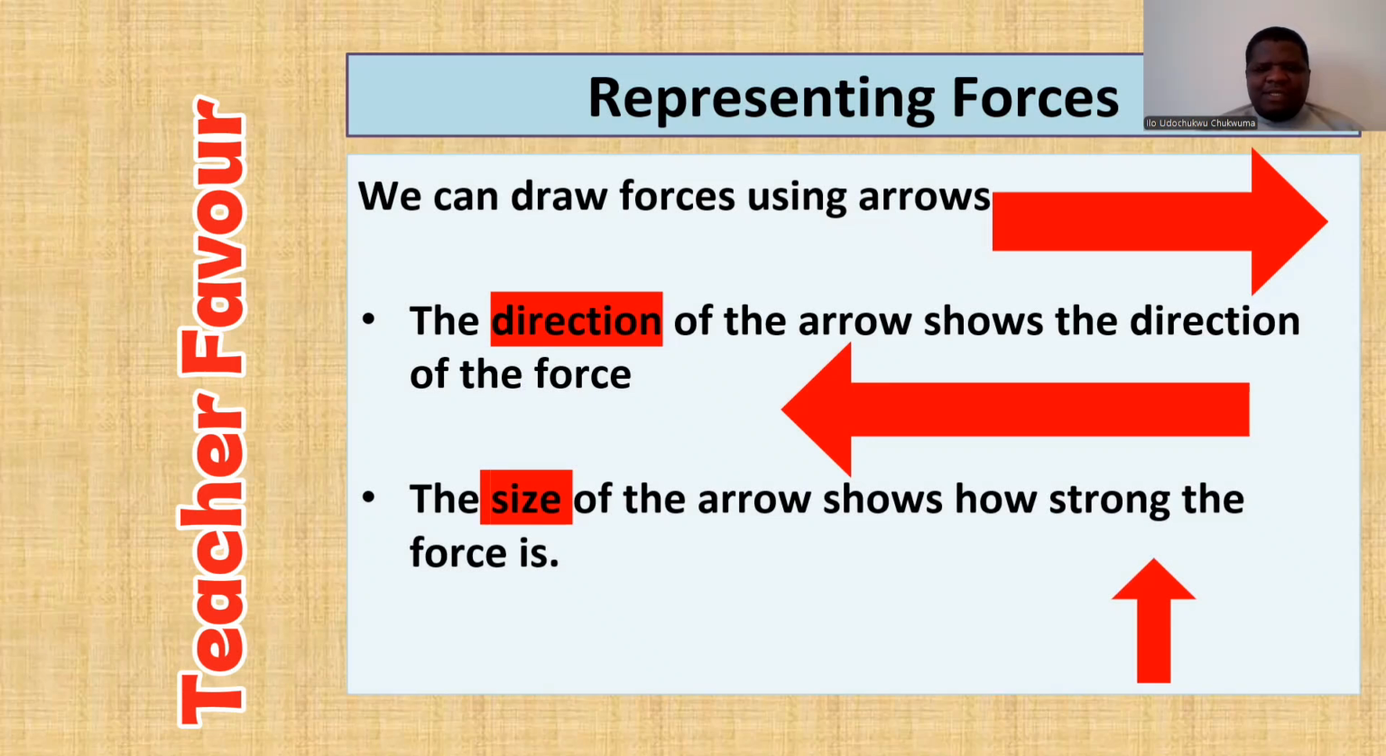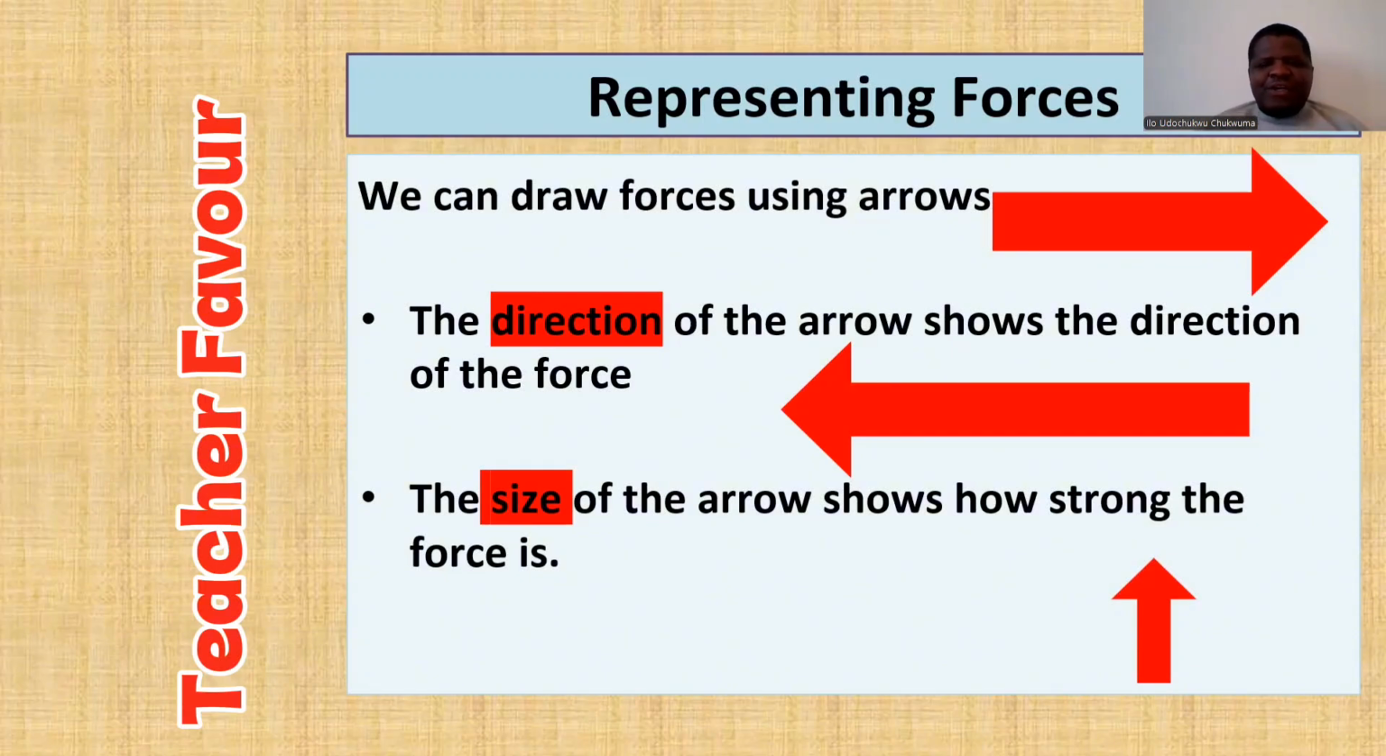Forces in physics are represented using arrows. It is because force is a vector quantity, and a vector quantity has magnitude and direction. We'll talk about scalar and vector quantity in our subsequent classes. So today, we're looking at representing forces.